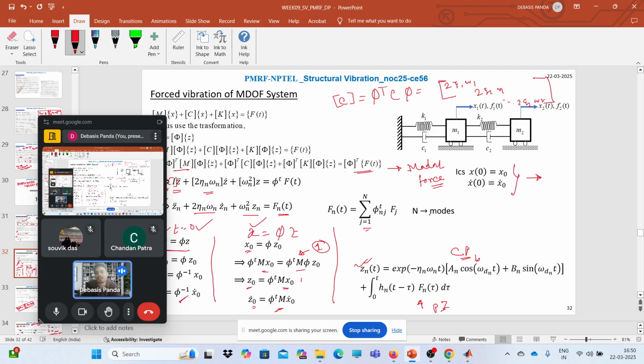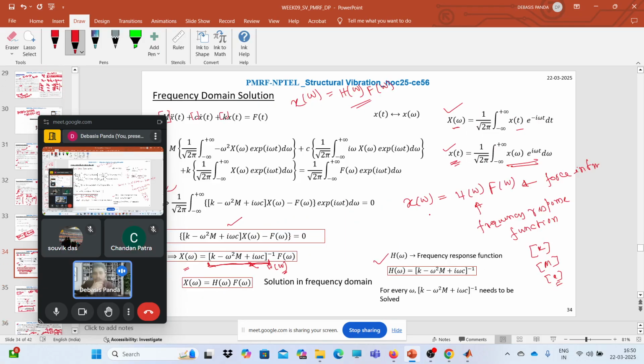Once you have these modal responses and the mode shape information, you can easily calculate the responses using the equation phi n into z. And also we have seen how we can convert it into the frequency domain, and using the frequency response function, how we can calculate the responses.